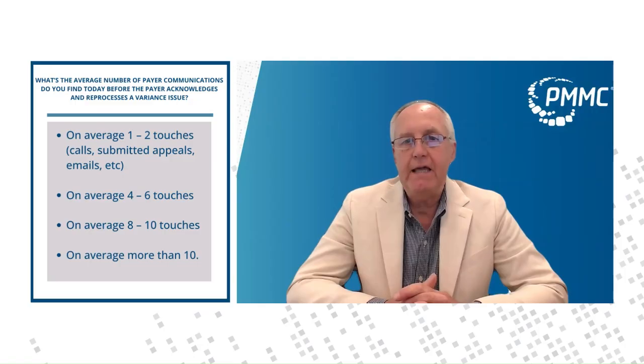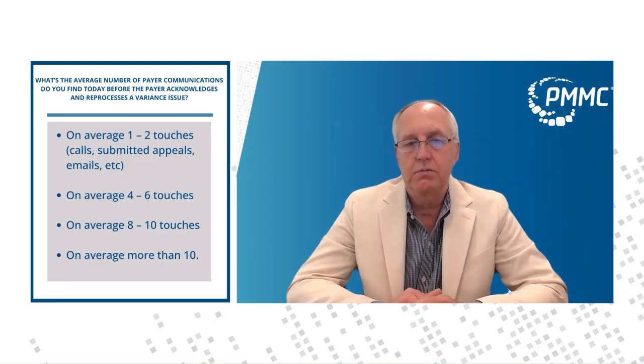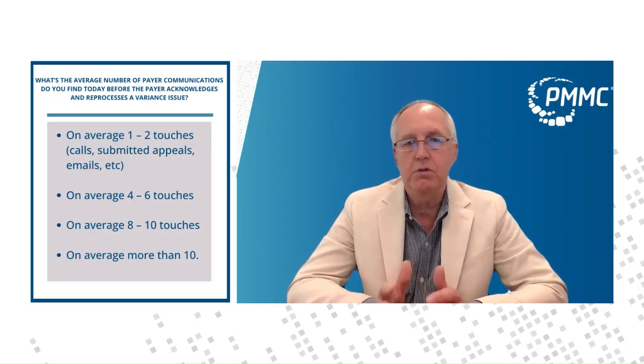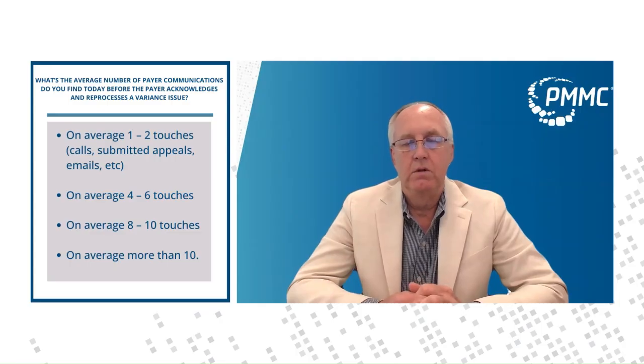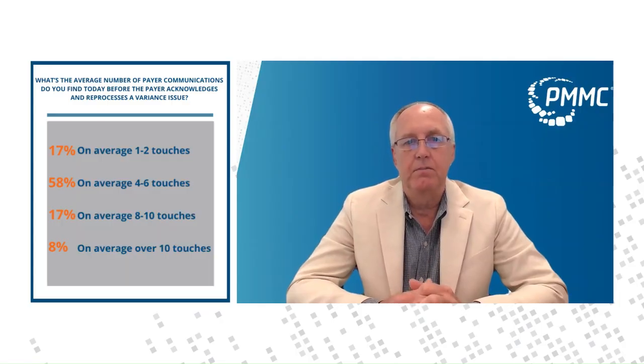Do you find today that works for your organization before the payers actually acknowledge and reprocess a variance issue, whether that be an underpayment or a hard denial? The options here are, on average, 1 to 2 touches, and touches again being call, submission, appeal, emails, etc. On average, 4 to 6 touches, 8 to 10 touches, or more than 10. And we'll give everyone another couple of minutes to input their selection.